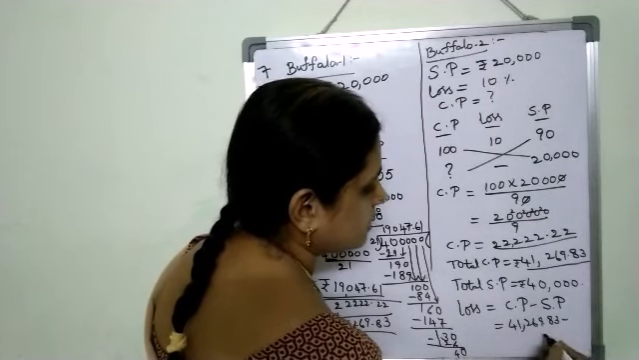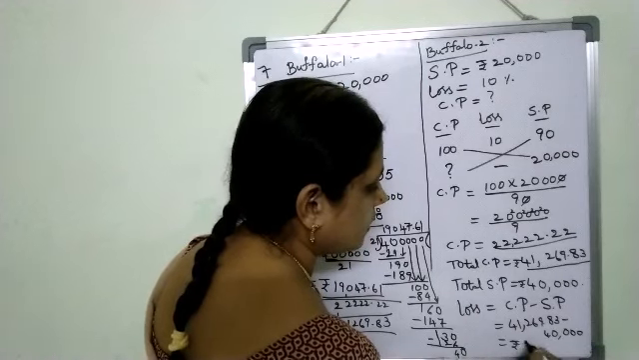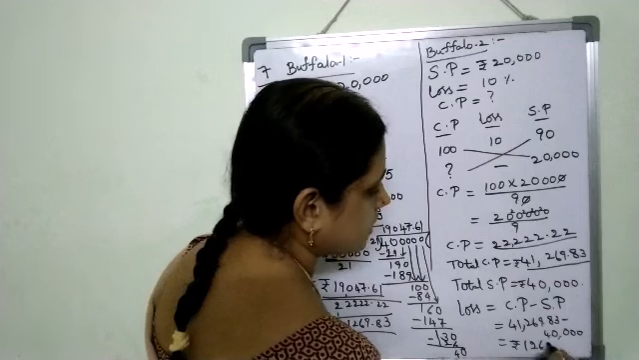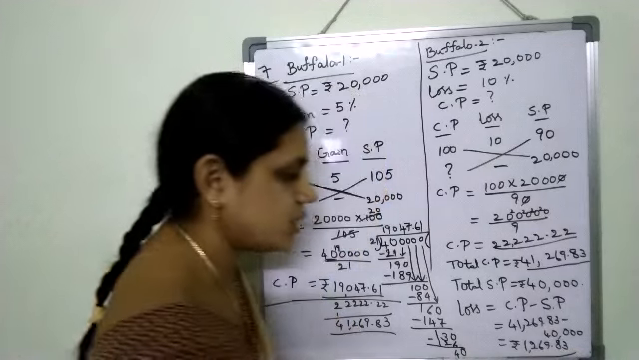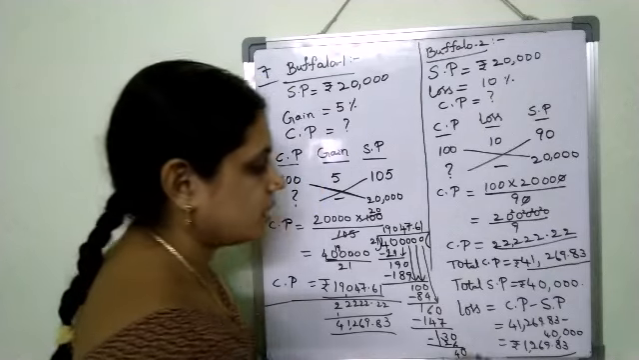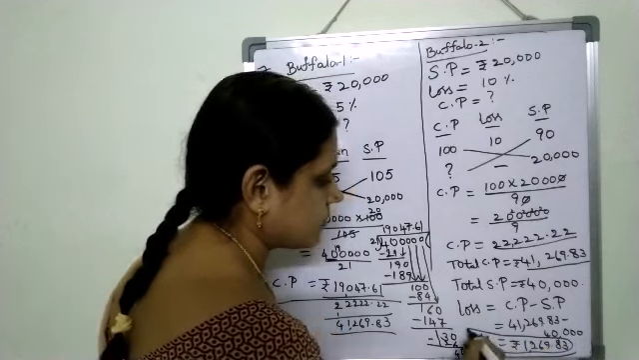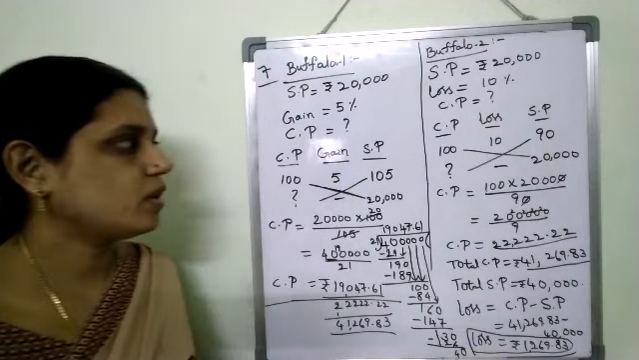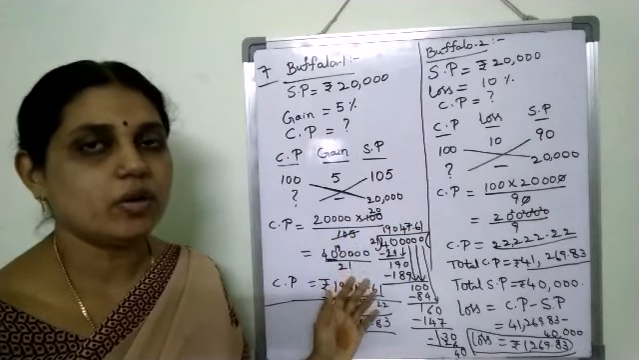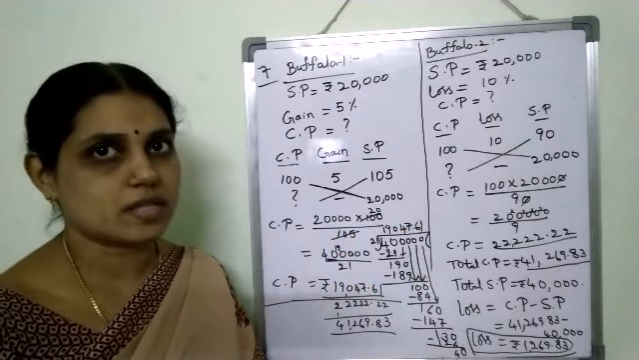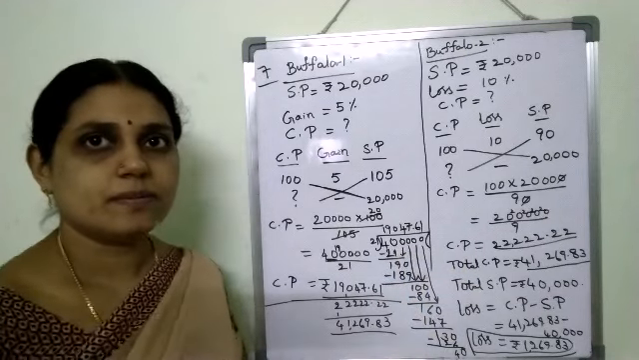41,269.83 minus 40,000 equals 1,269.83, which means 1,269 rupees 83 paise. That is the loss in this whole transaction. Understood? So here what we have done is, for both the buffaloes, first we calculated CP. Then only can we find out whether there is overall gain or loss. After that, the total CP and the total SP. Okay? Understood?